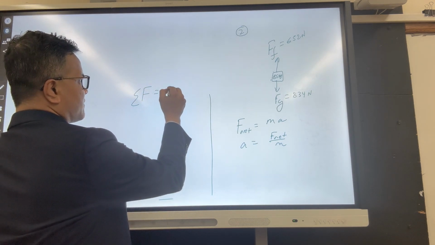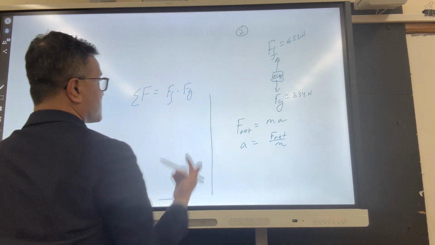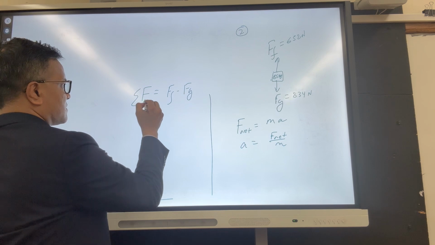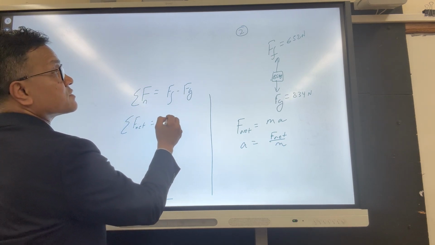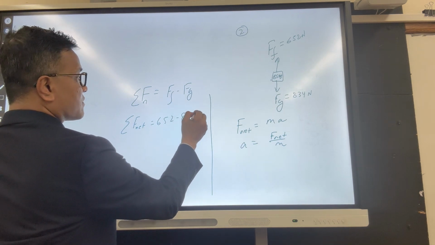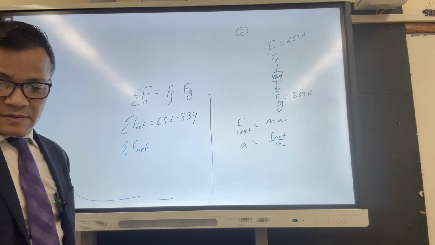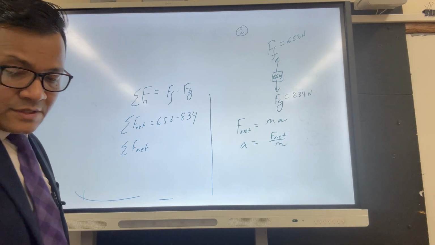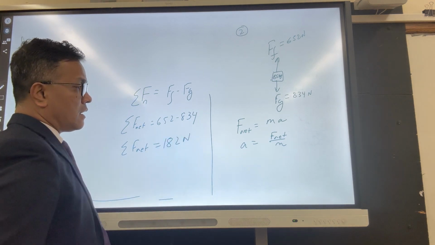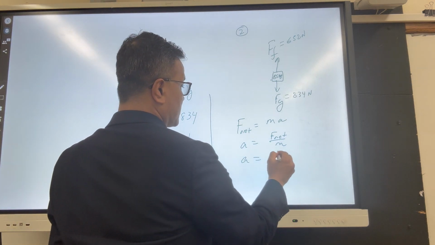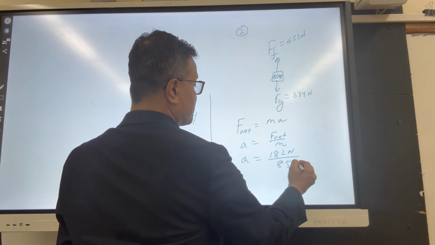So F net is equal to Ff minus Fg. In this case, Ff is positive because it's acting in the upward direction. So F net is 652 minus 834. So F net is how much? 182. So acceleration is 182 Newton divided by 85 kilogram.